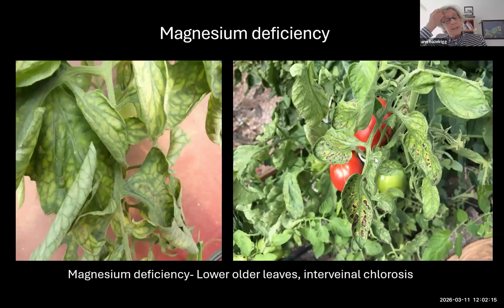Another thing that can look like a leaf spot, and I get this from new growers a lot, is magnesium deficiency. It starts on the lower older leaves, and you see that interveinal chlorosis. But that picture on the right, I mean, that can look like a leaf spot too. So just be aware that sometimes you get that brown interveinal tissue. The yellow turns to brown, and it can look like a leaf spot disease.